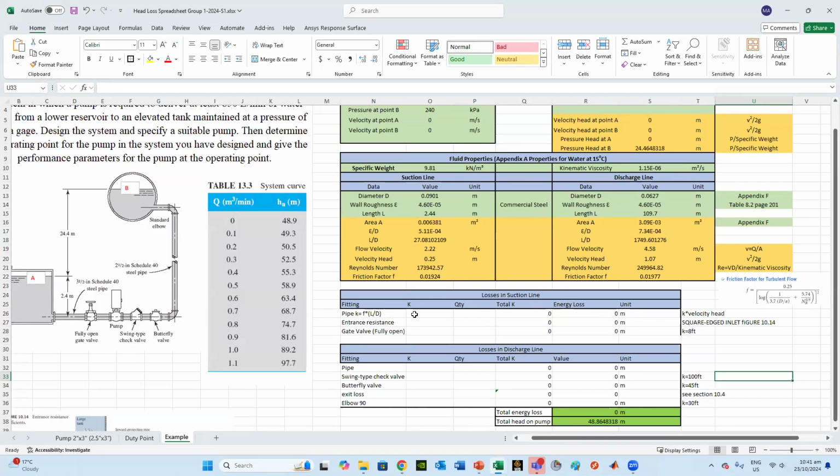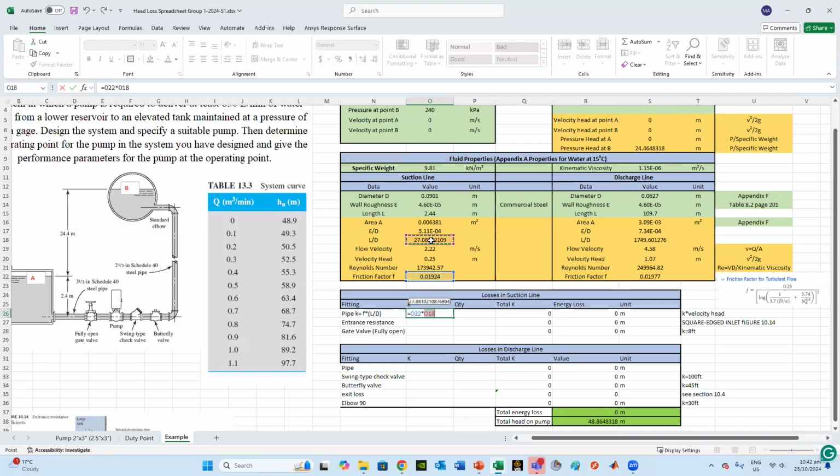All right, so we come with the first thing. Pipe, we call it the friction. So K is the value, which in this example is using Darcy equation. So it's FL over D, V squared over 2G. So what we do first, we find the K value, which is F, the one we calculated, multiplied by L over D, which we did initially. That's the reason I did the L over D. That is the K. Quantity is 1.